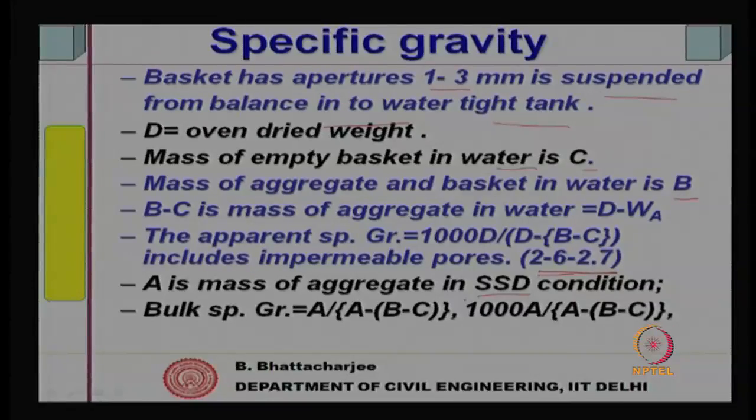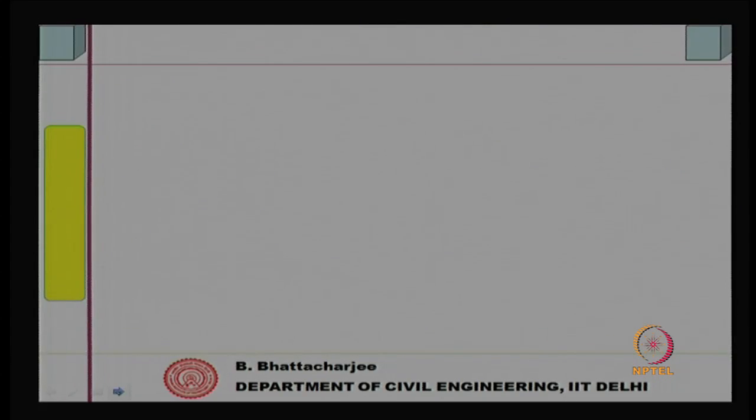Okay. So, A is the absorption basically. If A is the mass of aggregate in SSD condition, bulk specific gravity is sometimes given by this, bulk density you can say. Supposing I find out A is the mass of the aggregate, A minus (B minus C) in the same manner, you can call it bulk specific gravity, where A is the mass of aggregate not in oven dried condition, but in what is called saturated surface dry condition. We will look into the saturated surface dry condition quickly.